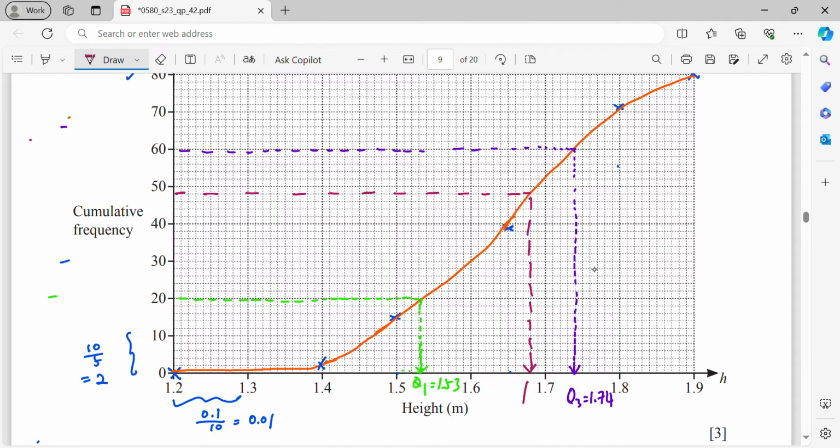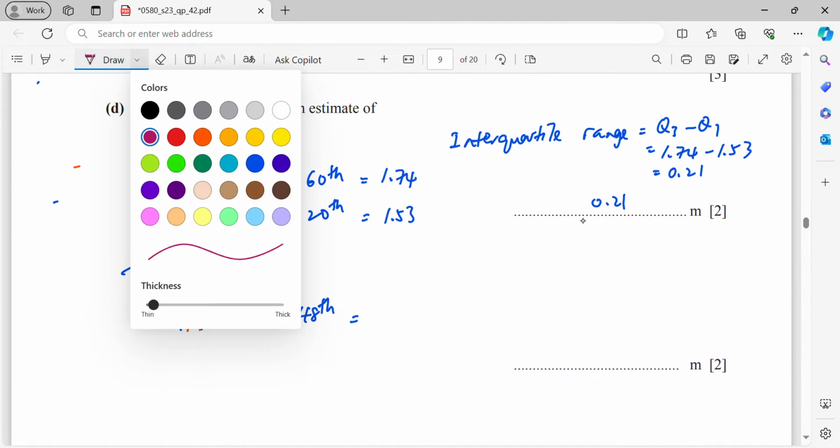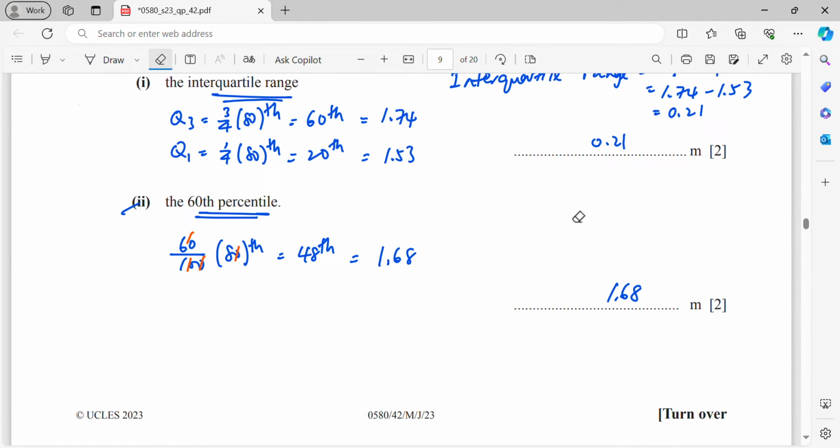So this is my 60th percentile. The value is 1.68 based on my graph. Okay, so I will just write 1.68. So that's all for this question.